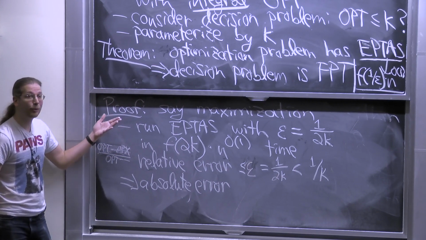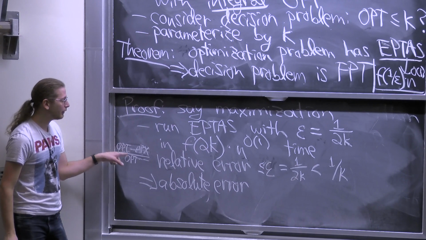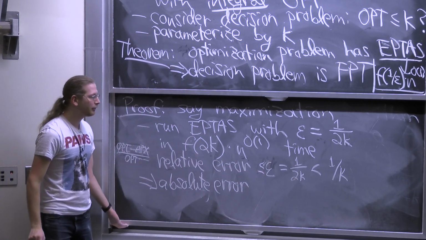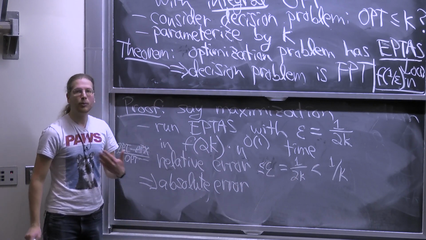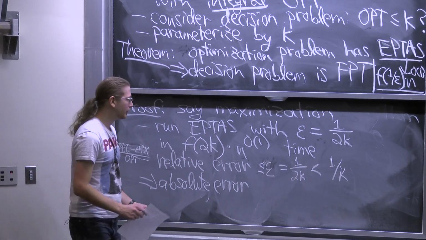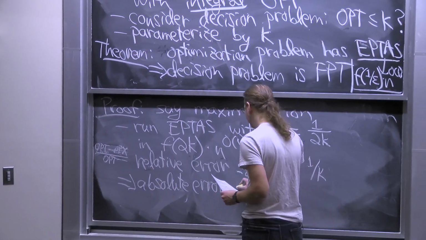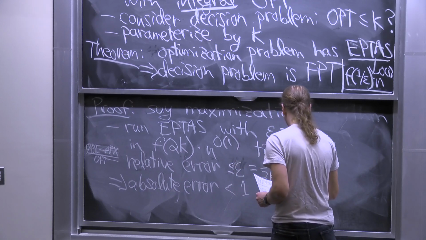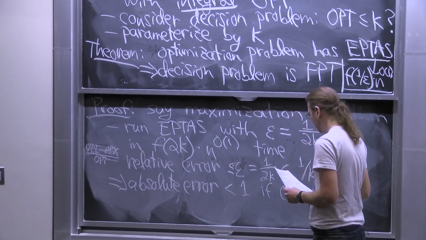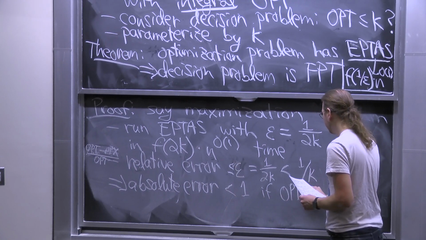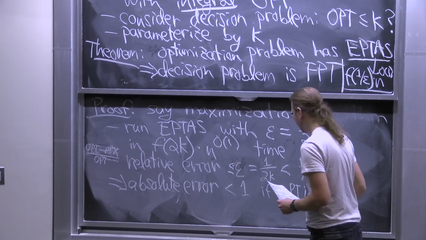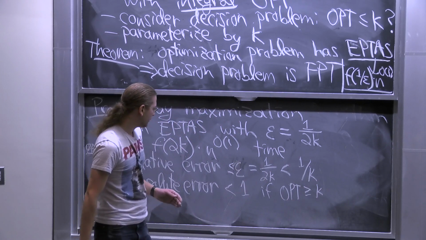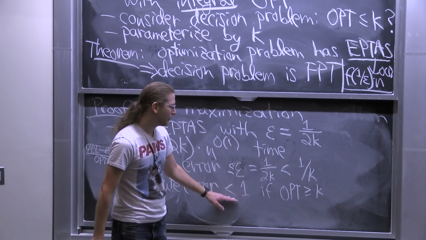So usually you state it in terms of 1 plus epsilon. If you state it in terms of relative error, the 1 disappears. You just get epsilon. The absolute error, which is opt minus APX, is I take the relative error and multiply it by opt. So absolute error is less than 1 if opt is greater than or equal to k, right?